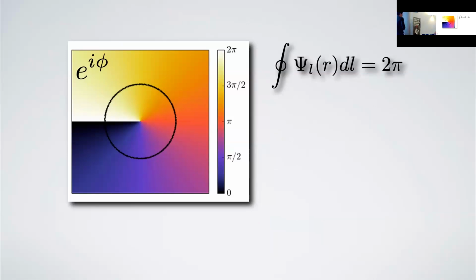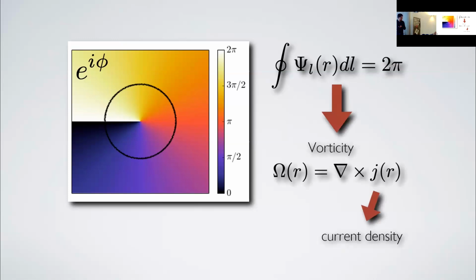Now, what you could do is integrate along this direction, and then go like this. And what you will get is a phase of 2π. But the other thing that you could do is calculate the vorticity, which is the curl of this phase, of this wave function.